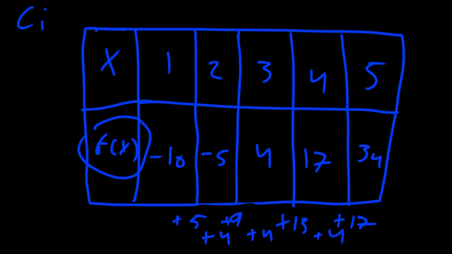Quadratic functions are the only functions that have a constant second difference like this. Quadratic functions are the only functions that have the same second difference through and through. So therefore, f of x can best be described as a quadratic.